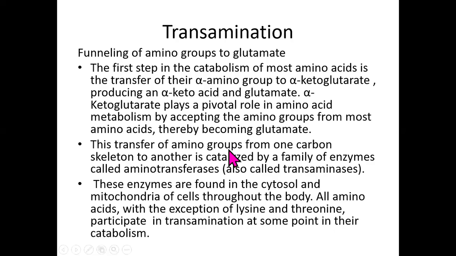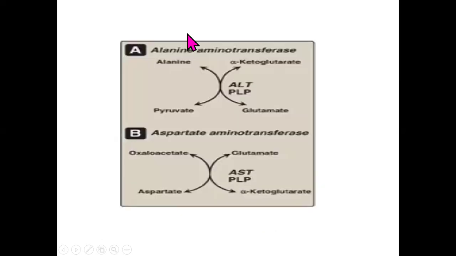This transfer of amino groups from one carbon skeleton to another is catalyzed by a family of enzymes called aminotransferases or transaminases. These enzymes are found in the cytosol and mitochondria of cells throughout the body. All amino acids, with the exception of lysine and threonine, participate in transamination reactions at some point in their catabolism. So this is generally what is happening.